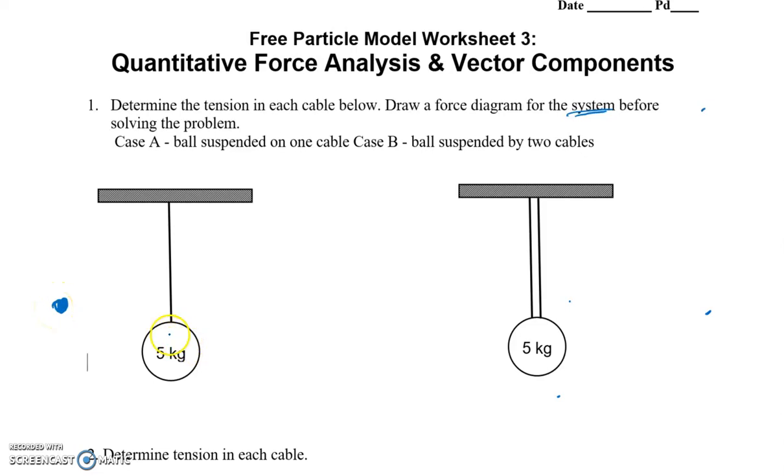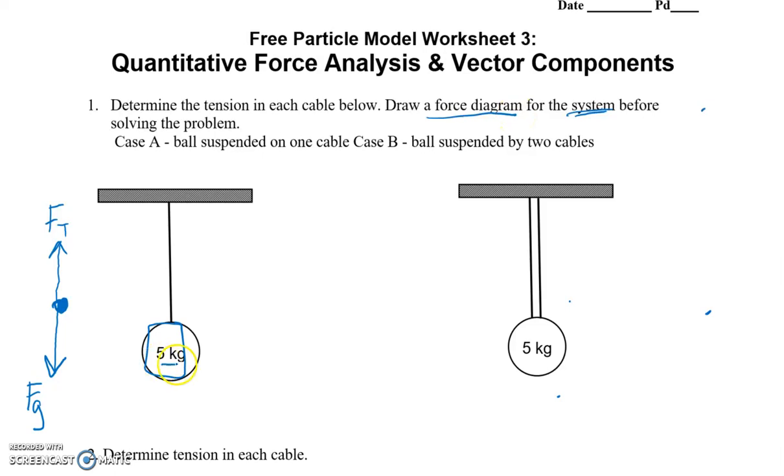So the object is the ball here. It's 5 kilograms. All right, so it's experiencing a gravitational force down. And it's being pulled by a cable, so there's a tension force upwards. So we are drawing a force diagram. Now we want to fill out as much as we can.